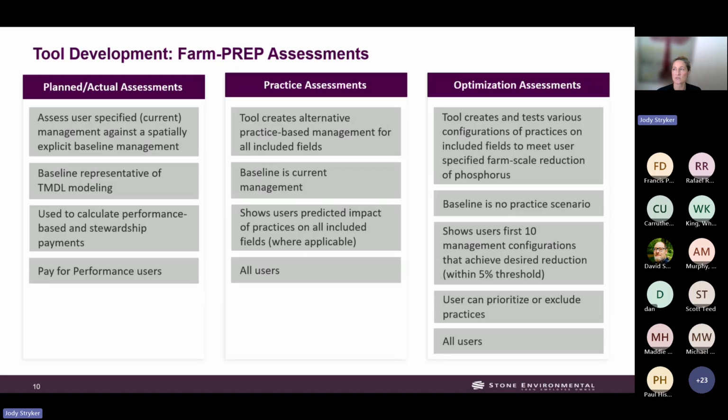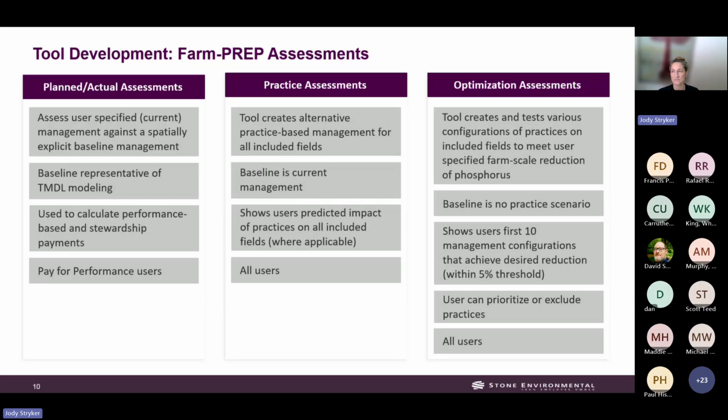Practice assessments are designed to assist users in easily understanding the potential impacts of specified practice-based management. So the tool automatically takes the current management and adds or modifies the management to meet the definition of these practice-based management scenarios. For example, the tool creates a buffer scenario where a 25-foot buffer is added to any field included in the assessment that doesn't already have one. Or if the current management includes conventional till in the spring and fall, the no-till scenario will strip out those tillage practices.